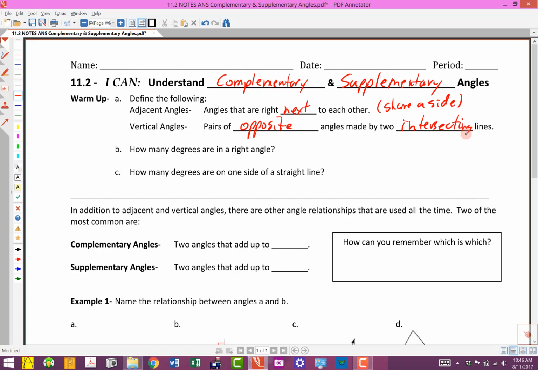How many degrees are there in a right angle? In a right angle, there are 90 degrees. There's our little degree symbol right there. And then how many degrees are there on one side of a straight line? On one side of a straight line, there are 180.